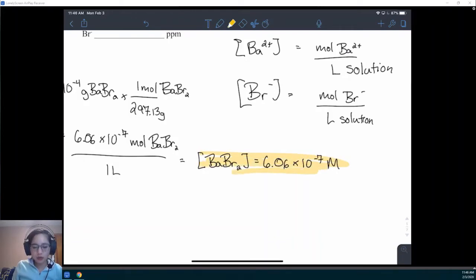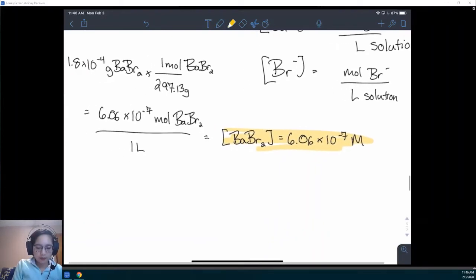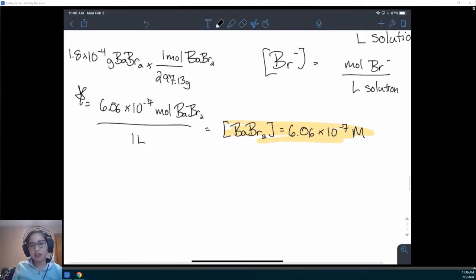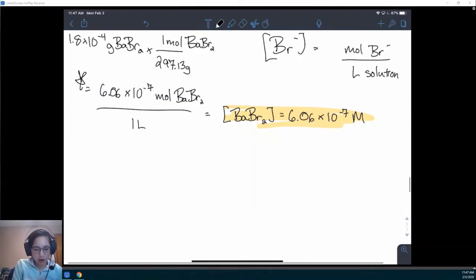So we will use this definition of molarity, where it's moles of barium bromide over 1 liter. We're going to use that to our advantage because we know the ratio between one molecule of barium bromide is a 1-to-1 ratio to barium, and a 1-to-2 ratio to bromide. So I'll write that here.